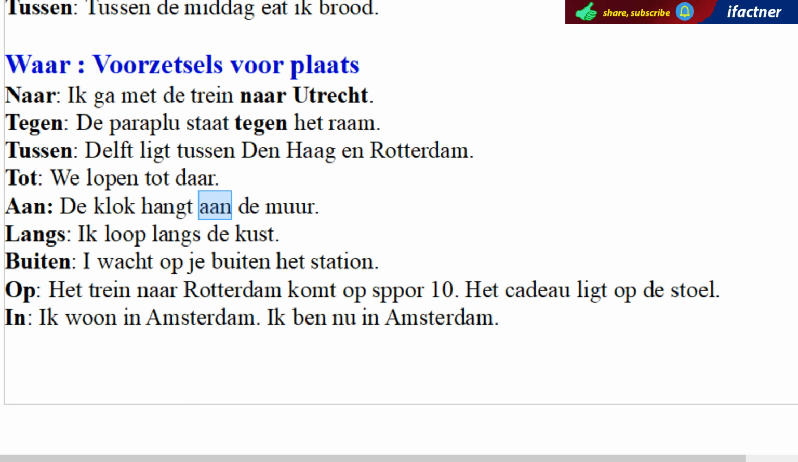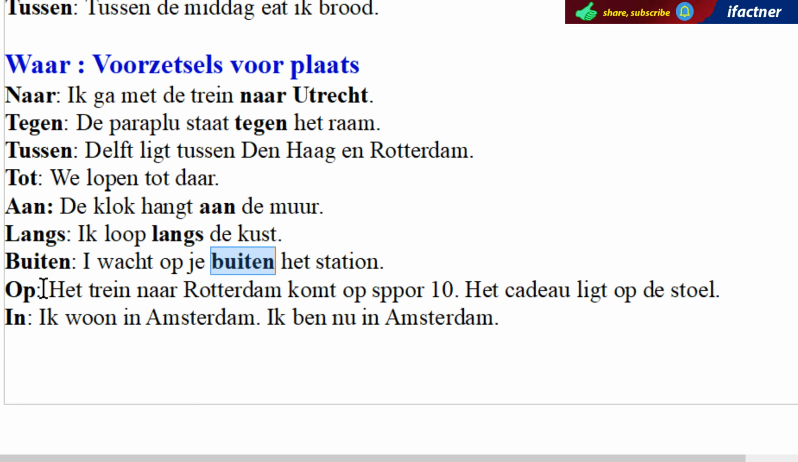Aan means on. Another example of a preposition for plaats, for place, is langs. Ik loop langs de kust. I walk along the coastline. Langs means along. Ik loop langs de kust. Buiten means outside. Ik wacht op je buiten het station. I'm waiting for you outside the station.